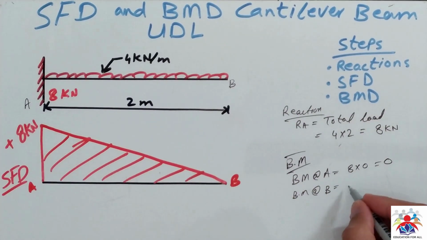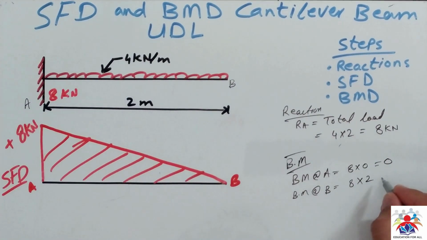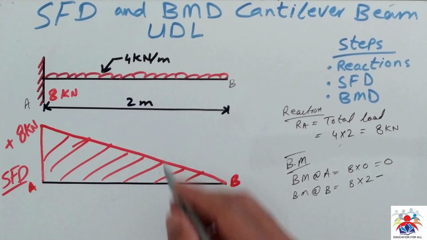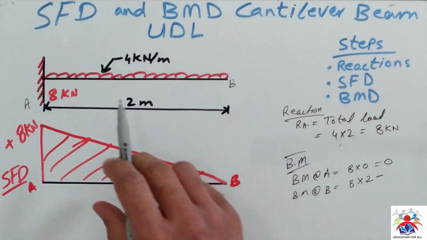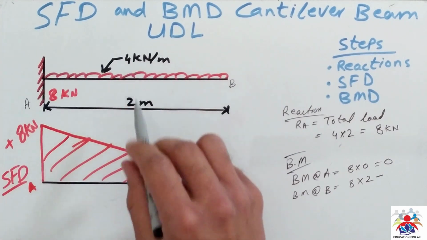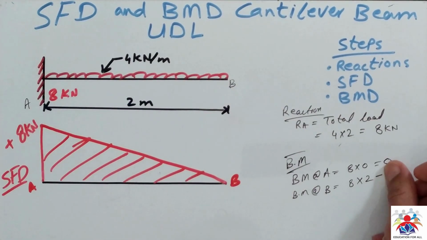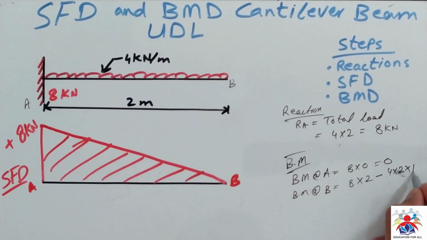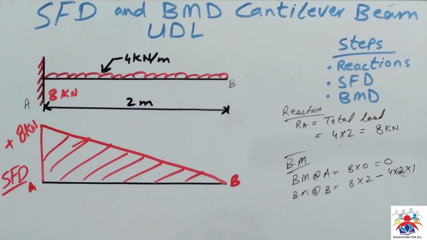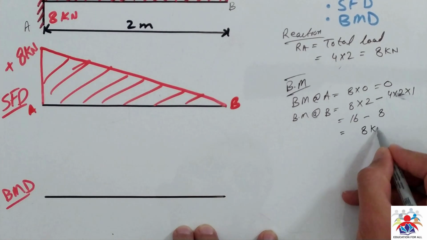So I will only calculate this beam with only 2 points. So 8 multiplied by 2, because to get to point B is 2 meters, then we have minus. Now this is a point load. You can say that it's a point load because it's going upward. Now we have a UDL which is 4 multiplied by 2. This is a load multiplied by 1, because 1 meter UDL always acts its half length. So it will be 16 minus 8. So we will get 8 kilonewton.